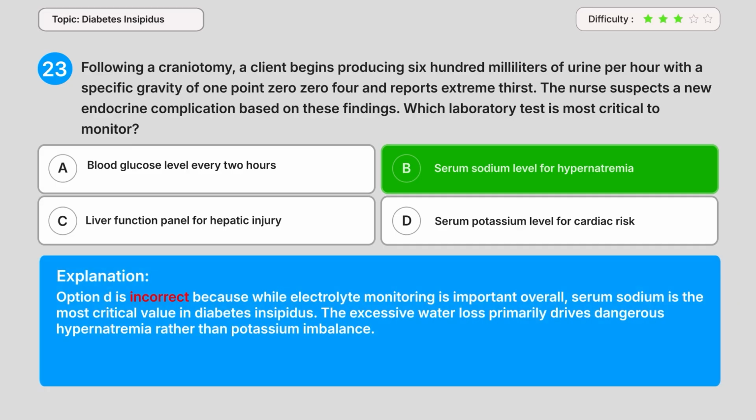Option D is incorrect because while electrolyte monitoring is important overall, serum sodium is the most critical value in diabetes insipidus. The excessive water loss primarily drives dangerous hyponatremia rather than potassium imbalance.